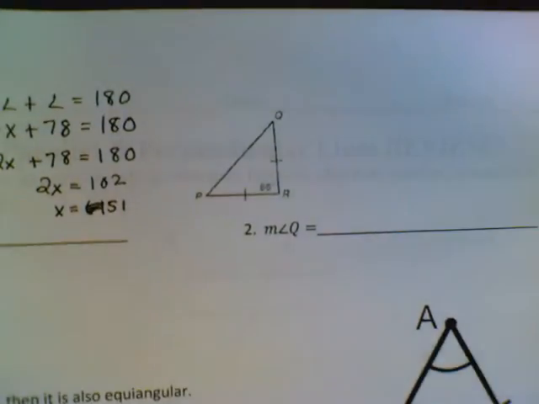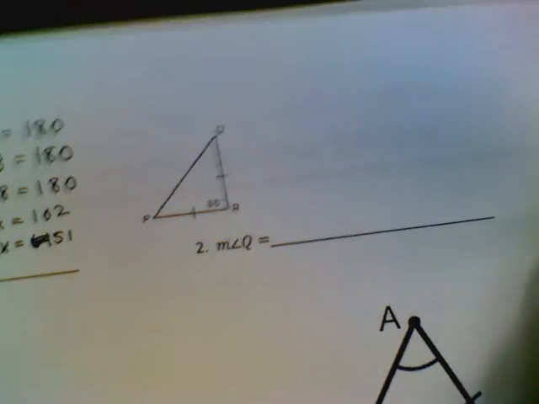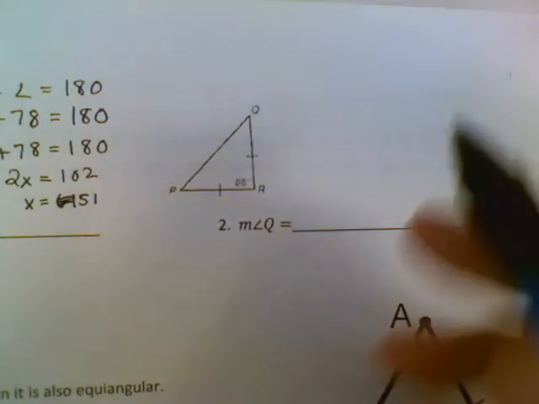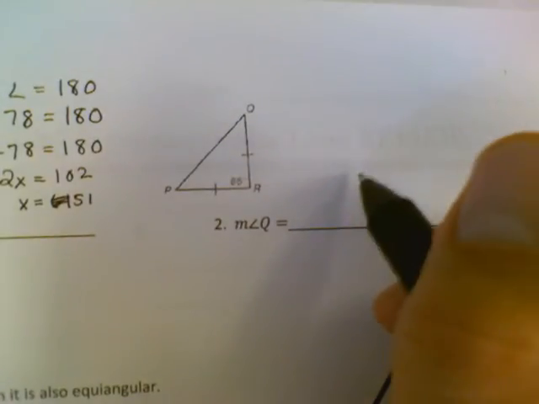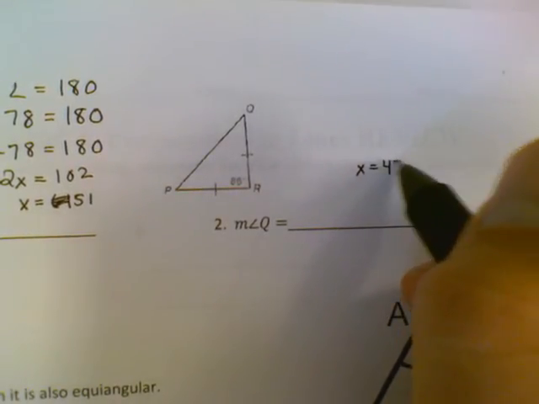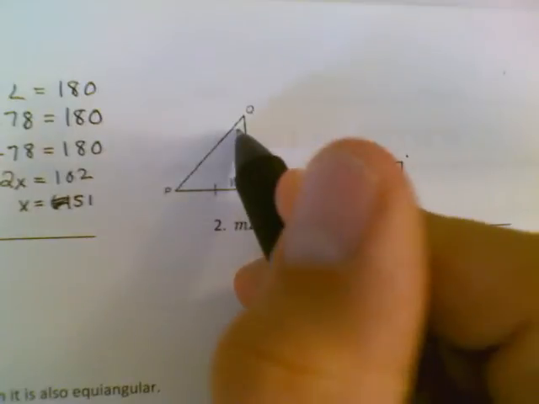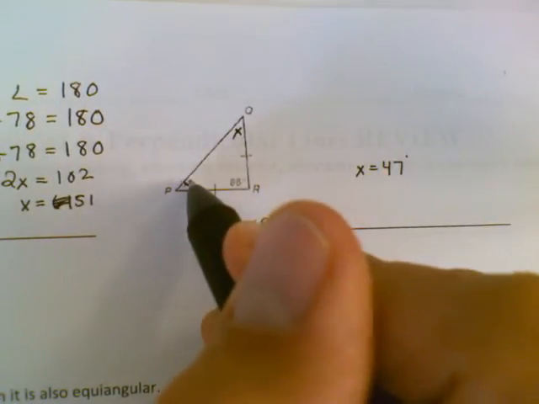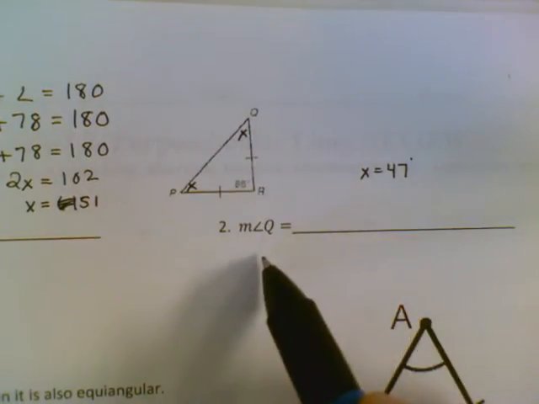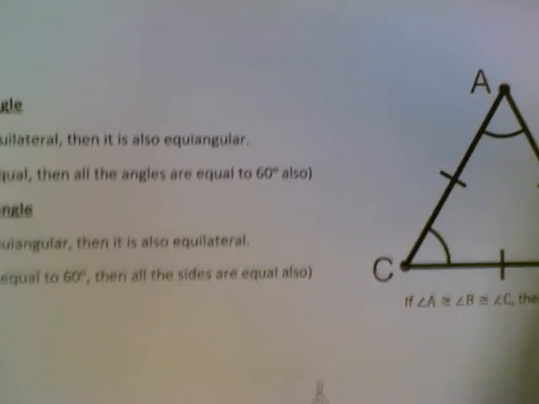Okay, so the next problem is going to be one of those that you do on your own, and I'll walk around and check on you. Yeah, so great job all the way around. You guys used your template exactly the way you should, and you got x equals 47 degrees, and that x represents angle Q and angle P, but this question asks you for angle Q, so you would say 47 degrees. So great job.